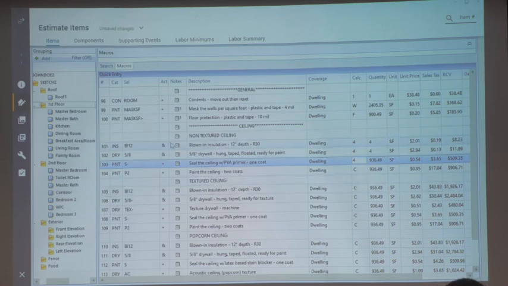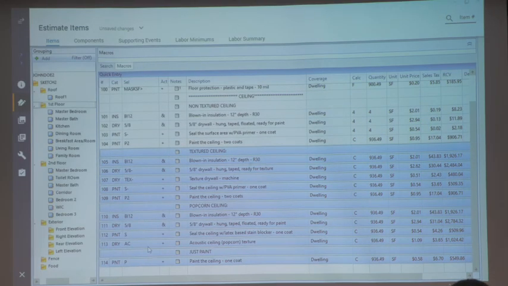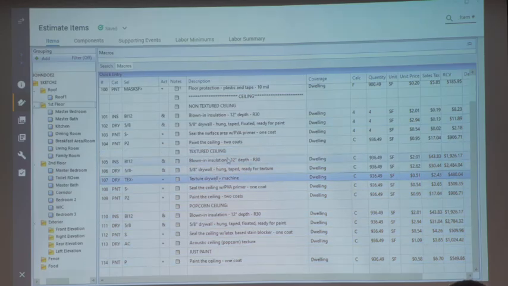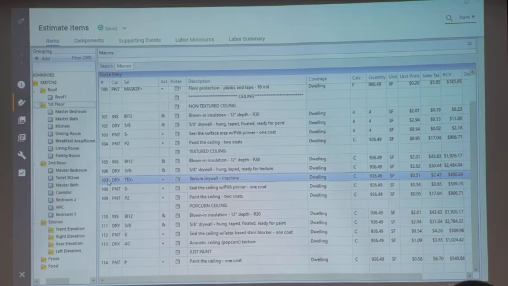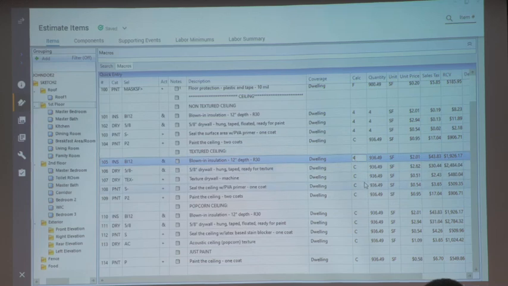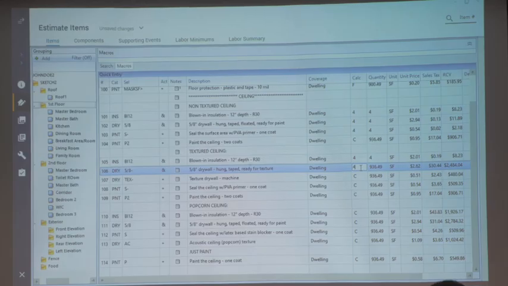So let's say the ceiling we're dealing with here is only non-textured. We're going to leave this here and delete all the other stuff relating to the ceiling, because we're dealing with a non-textured ceiling only. If we're dealing with a textured ceiling, we'll be replacing the insulation, replacing the drywall, then we're going to come in with a texture machine. Let's say I have 4 square feet of damage of insulation, so that means I have 4 square feet of damage of drywall. Now the texturing.